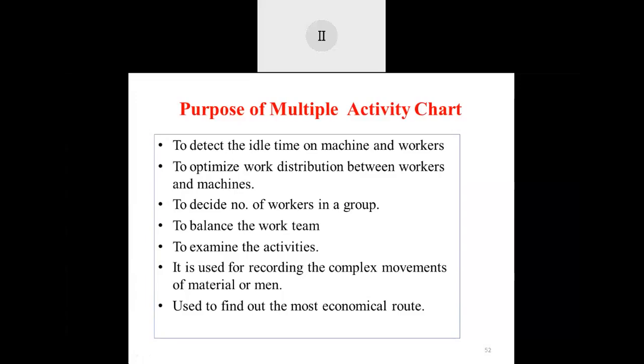We also examine the activities. It is used for recording the complex movement of material or man, used to find out the most economical route or most resource optimized route, which is the most economical way. So these are the purposes of multiple activity chart.